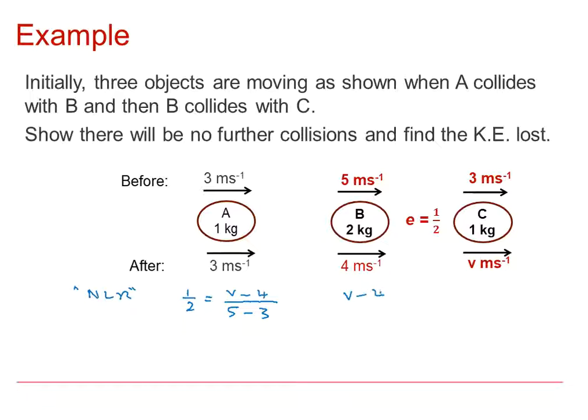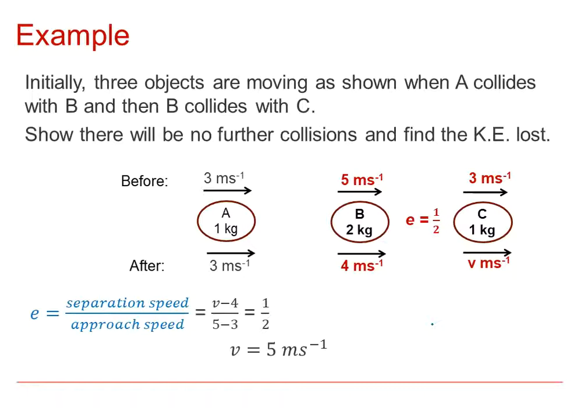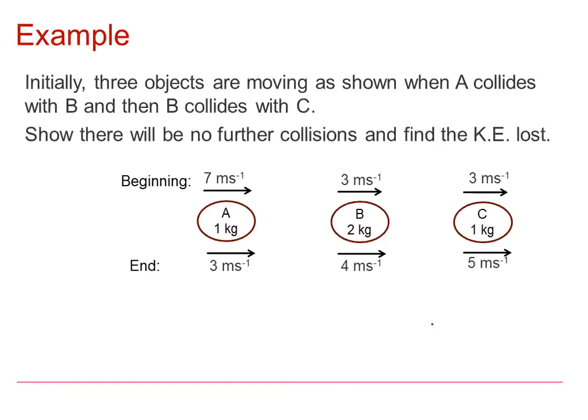That gives me V minus 4 equals 1, and therefore V equals 5 meters per second. So we know that C will now be moving at 5 meters per second away from B. Now this diagram shows the original velocities of 7, 3 and 3, and we now have all the final velocities 3, 4 and 5. So now we want to find the kinetic energy change.